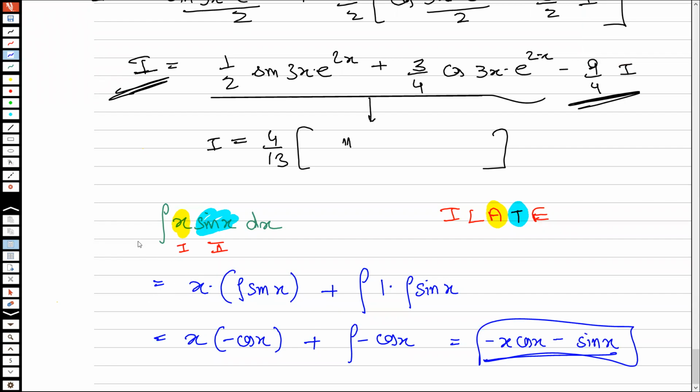Excuse me, sir. So do we also have to write plus C, or is it redundant? You can write it here. Okay, sir, plus C. If they ask you.